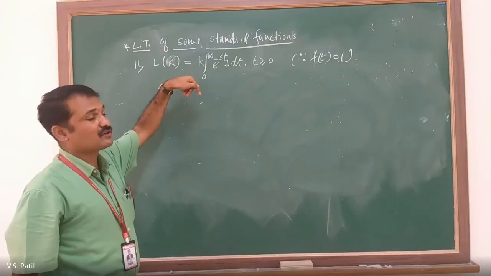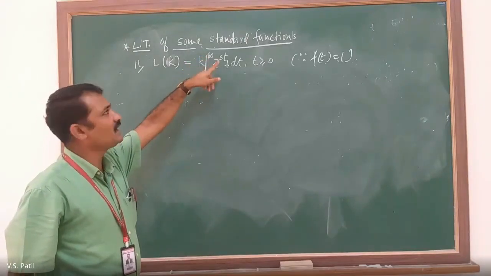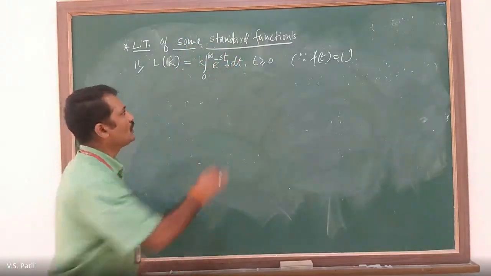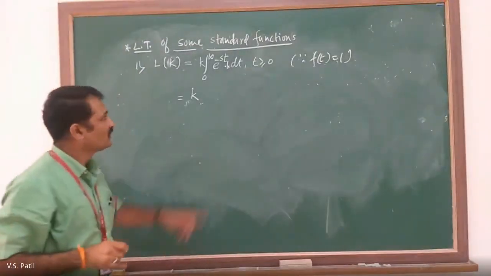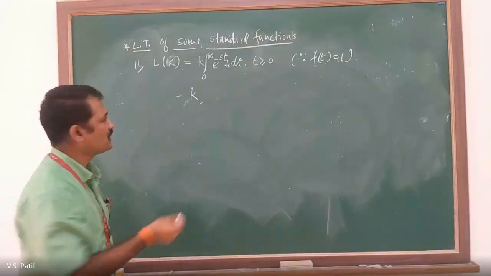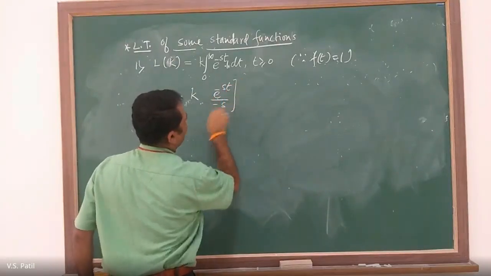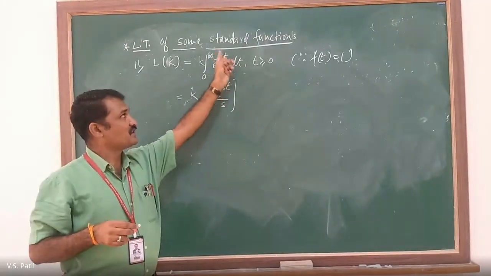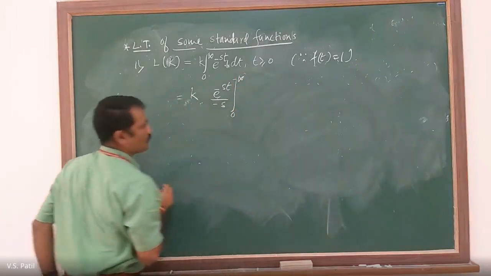By the definition of Laplace transform, what should happen? Integration from 0 to infinity of e to the power minus st, that is the exponential function, that is fixed, and f of t is 1, so 1 into e to the power minus st dt. Is that clear? So now this k I am going to keep as it is. What is the integration of e to the power minus st? It is e to the power minus st divided by minus s. Am I right? You are integrating with respect to t, so s is treated as a constant.